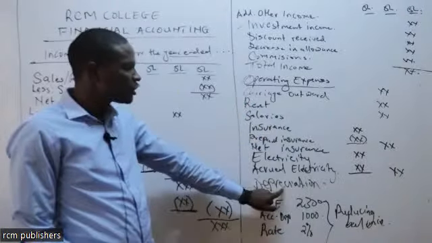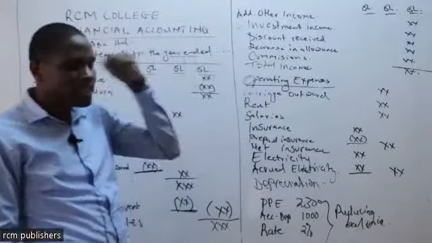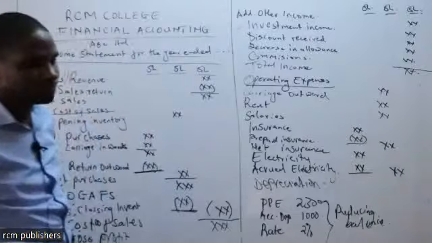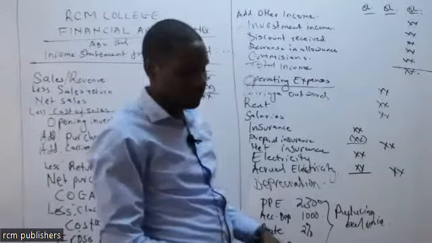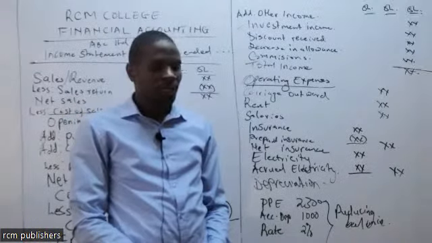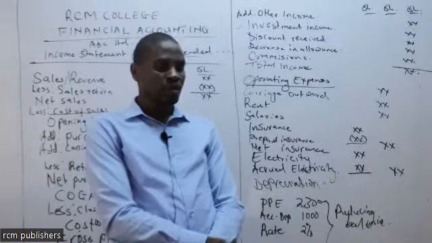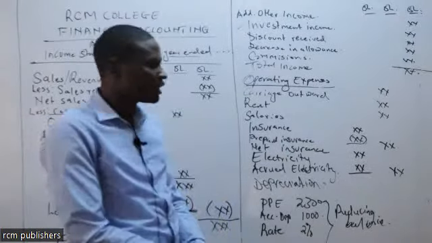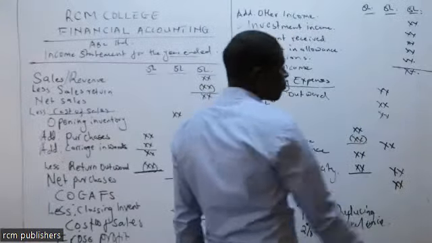Now the depreciation for you to record, it will be 2% of the 1,300. What is 2% of 1,300? That one you can use your phone. 2%, maybe 0.02 times 1,300, 26. 26 is the depreciation that you're going to record here. Sijui kama mmenielewa.